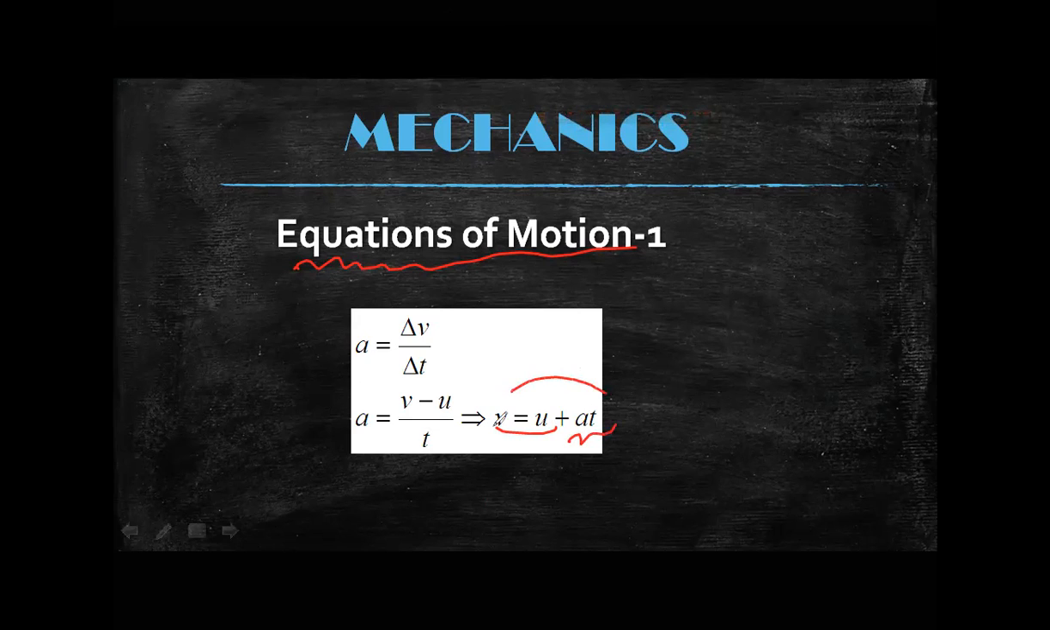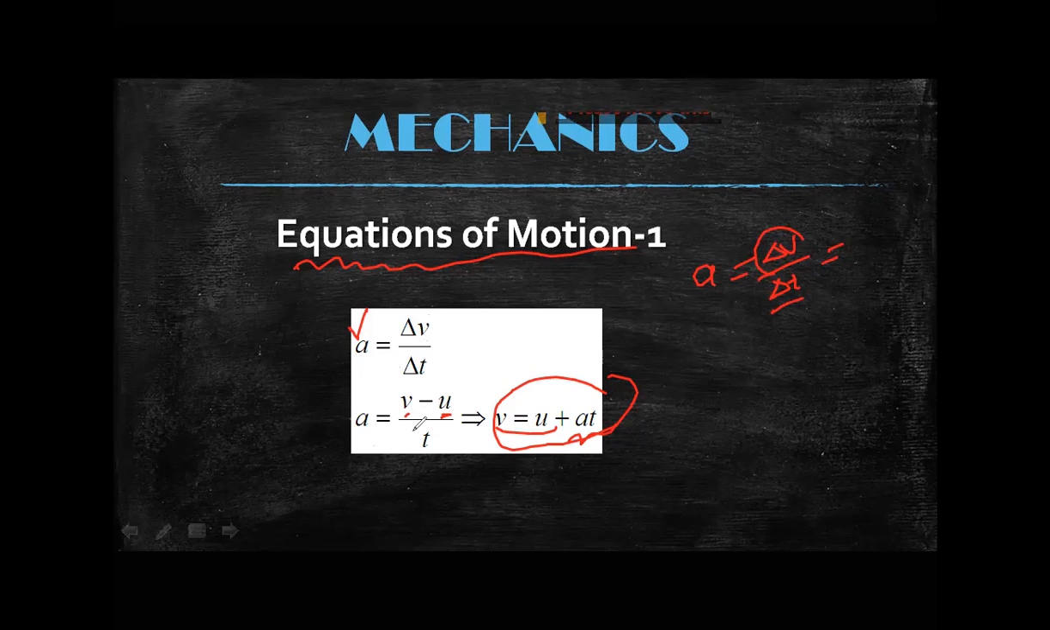How did we get v is equal to u plus at? You already know the definition of acceleration, right? What is acceleration? It is the rate of change of velocity. What is the rate of change of velocity? It is the change in velocity with respect to time. The change in velocity means final velocity minus initial velocity, divided by time.